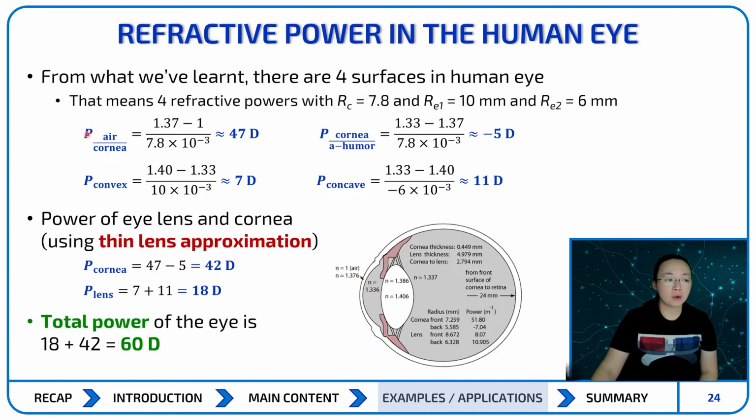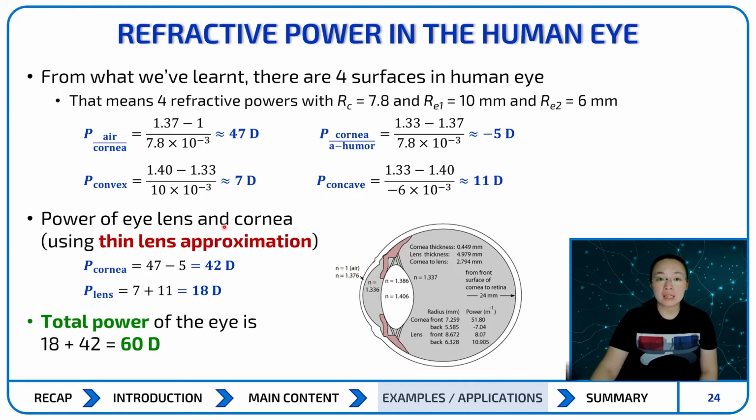The refractive power between the air and the cornea is going to be about 47 diopters. Between the cornea and the aqueous humor, you have about -5 diopters. You have the lens itself being about 7 diopters and the concave portion being 11 diopters.